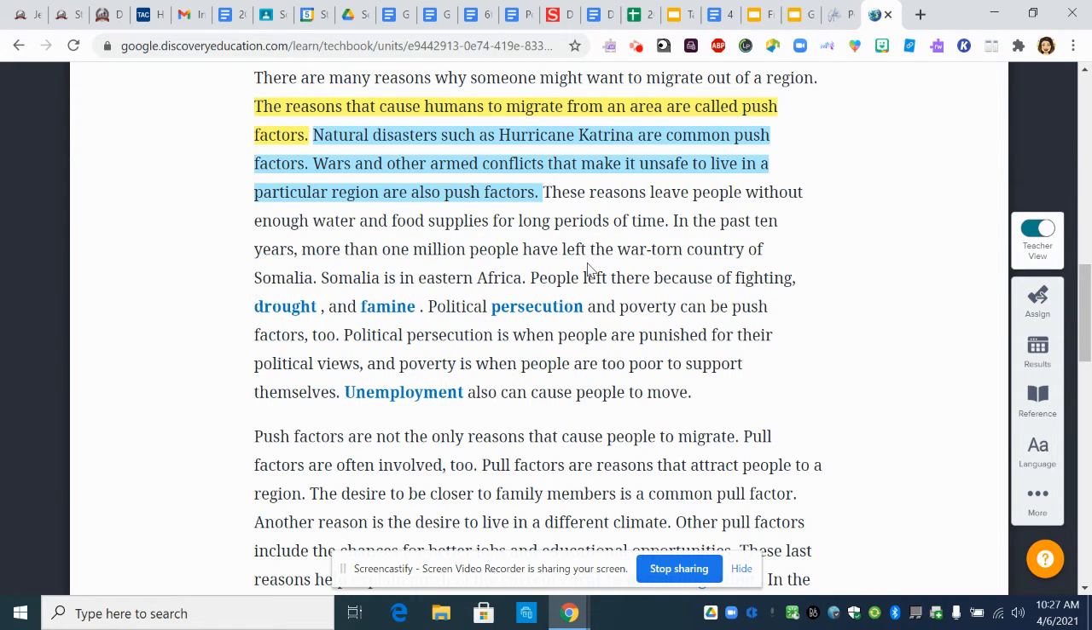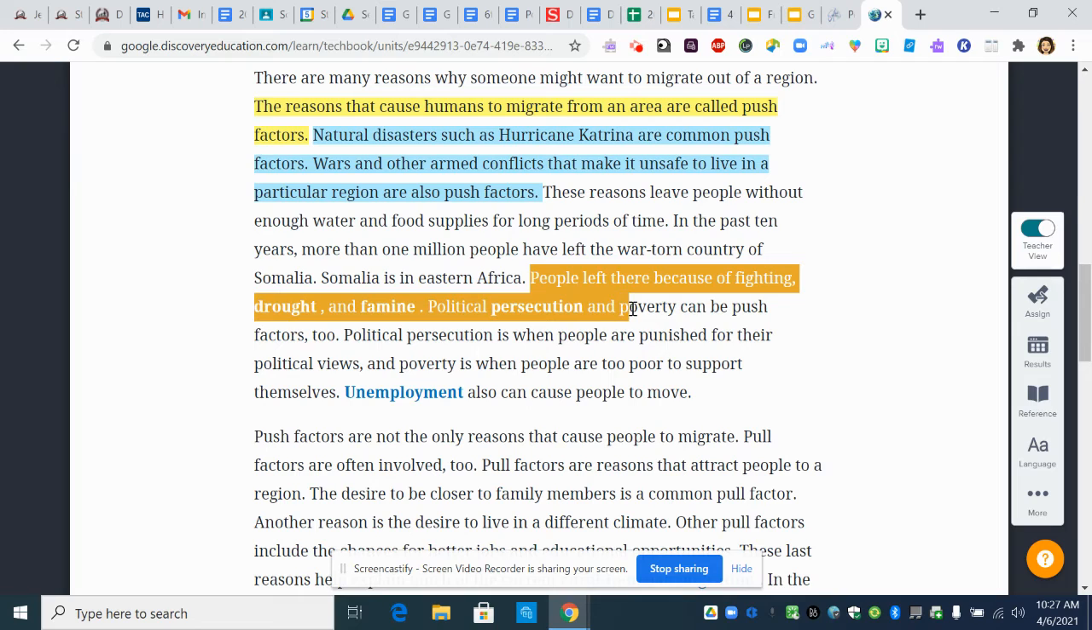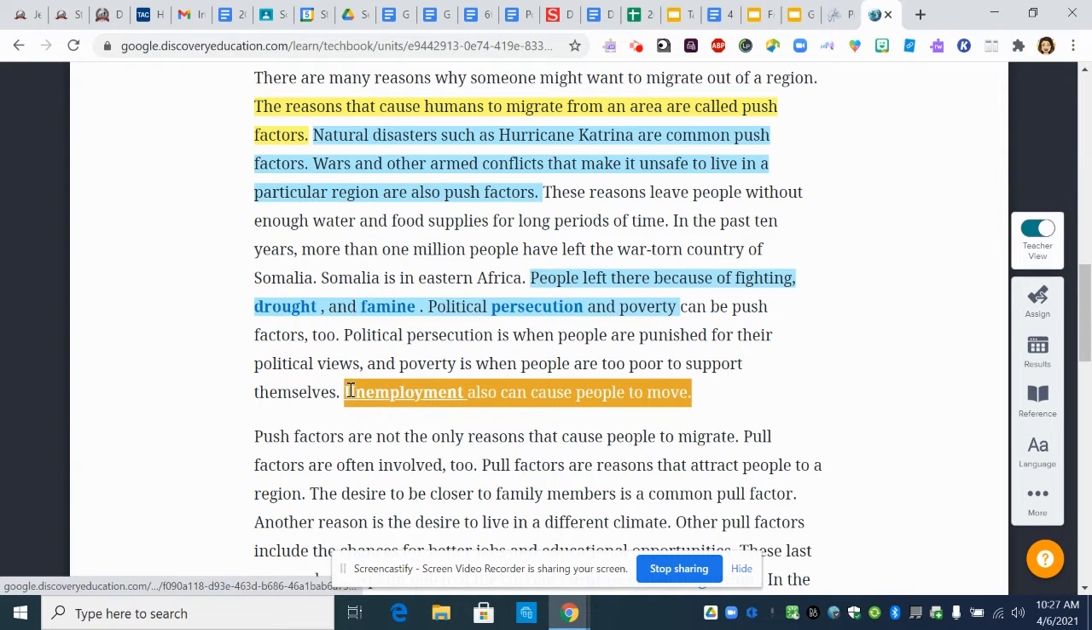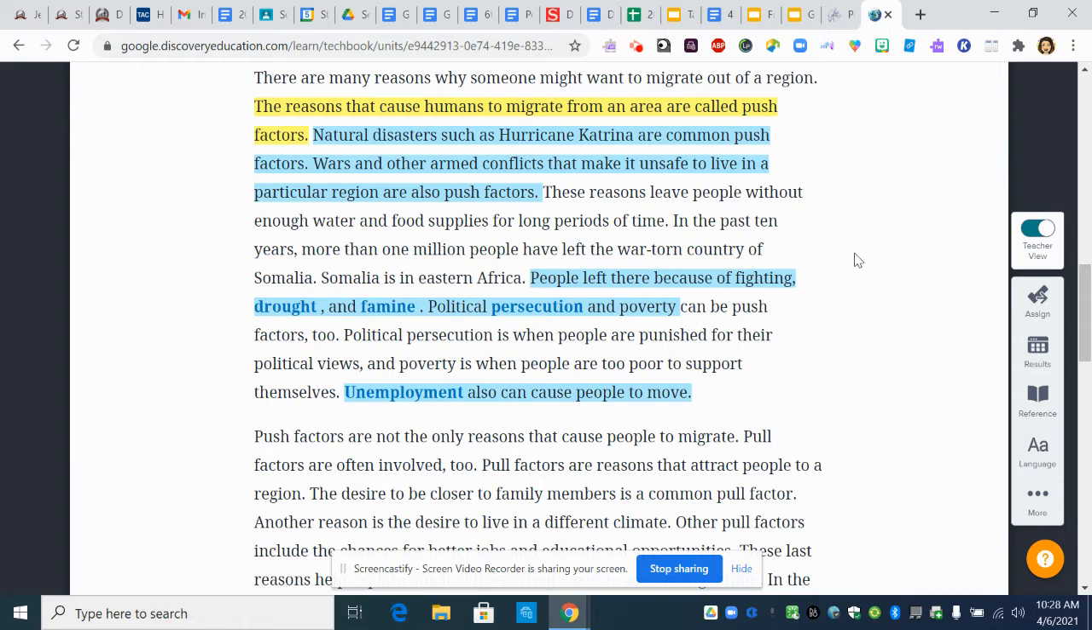So we have war-torn countries, and remember from Desperation at Sea, we read about Ali, the 15-year-old boy who traveled from Somalia to Europe to leave Somalia because things are so bad there. I'm going to highlight people left Somalia because of drought and famine, political persecution, and poverty. Those are all push factors. Unemployment is when people cannot find jobs. There are not enough jobs for the people who live there.